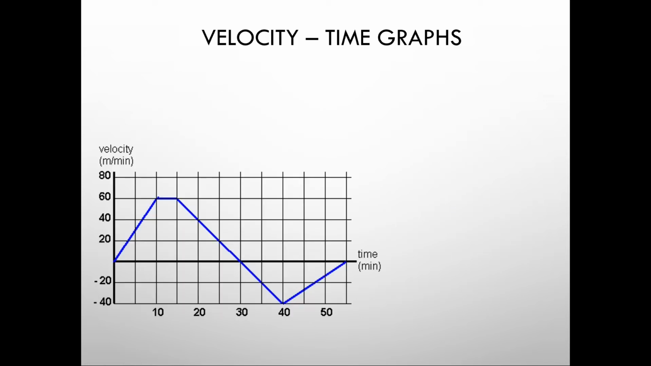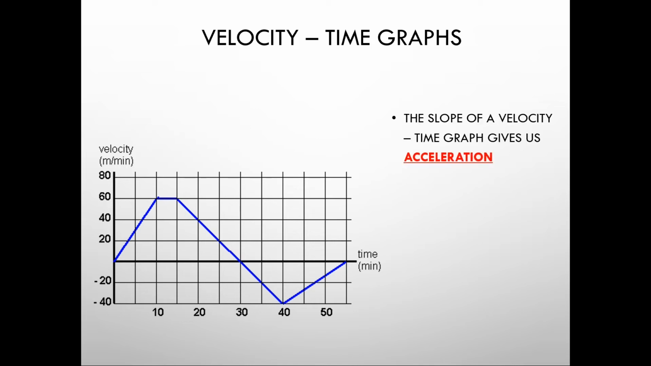Velocity time graphs. In position time graphs, in the previous video, we saw that the slope of the position time graph gives us the velocity. In a velocity time graph, the slope of the velocity time graph gives us acceleration. So whereas rise over run in a position time graph gives us velocity, rise over run in a velocity time graph gives us acceleration. So acceleration will be the change in velocity over the change in time.